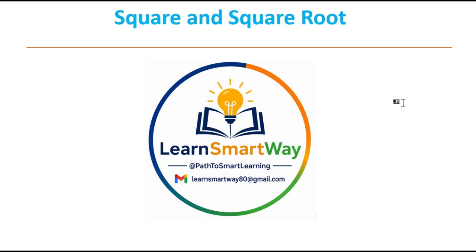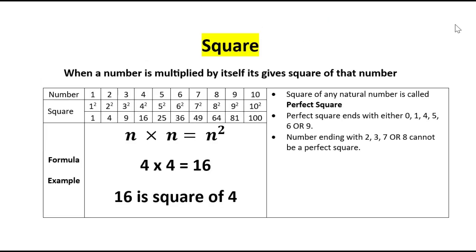Today we will learn about square and square roots. Let's take a look at what is square. So when a number is multiplied by itself, it gives the square of that number. So if you look at this example, when 4 is multiplied by 4, it gives 16. So we can say 16 is square of 4.